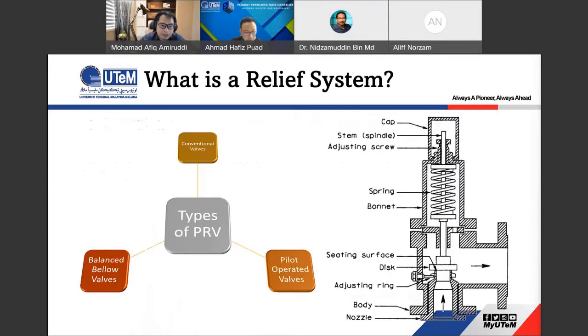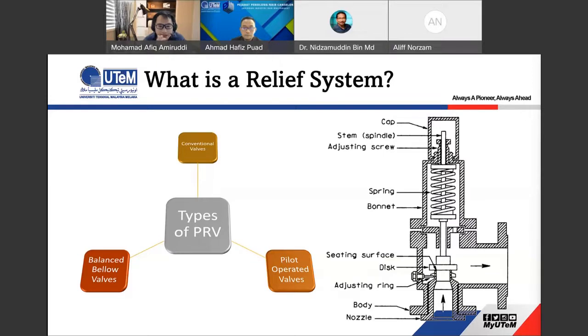As you guys know, I think most of the industrial sector knows that in a PRV system, or pressure relief valve system, we have a lot of types of PRV, but I will share only three types of valve. Maybe with current technology, there are more advanced types of PRV. Basically, we have the conventional valve, the pilot operated valve, and the balanced bellows valve.